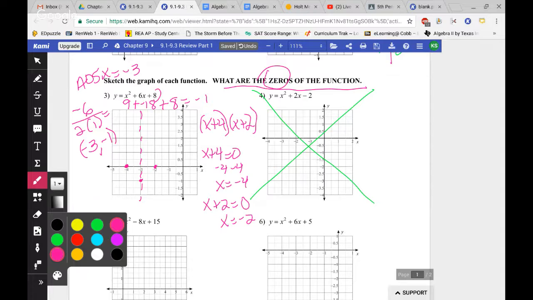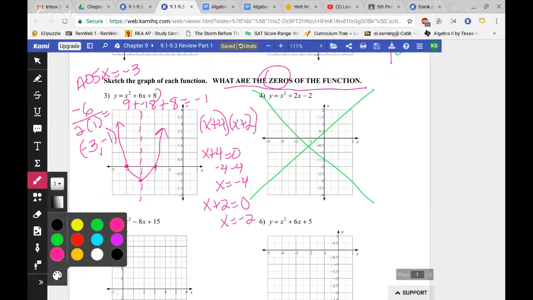And now, how many points do I need to graph a parabola? 3. Perfect. So I'm done. Or you could have plugged it into your graphing calculator. Is that what it looks like on the graphing calculator, or did you try? That's what it looks like.